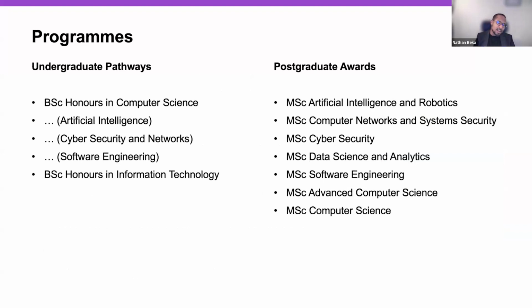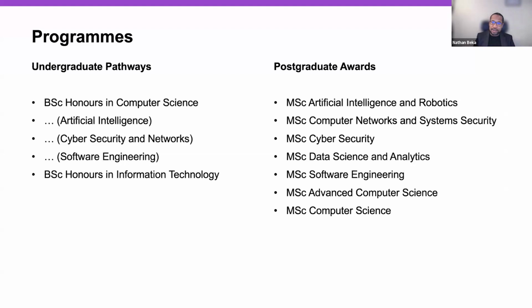So we have several programs, and I'm sure you have all signed up for one of these. For the undergraduate pathways, we have our BSc honors in computer science, and under that, we also have different pathways. So we have BSc honors in computer science with artificial intelligence, cybersecurity and networks, software engineering, and BSc honors in information technology.